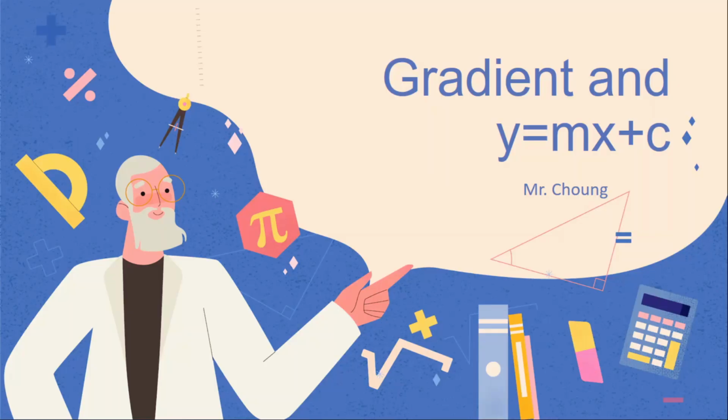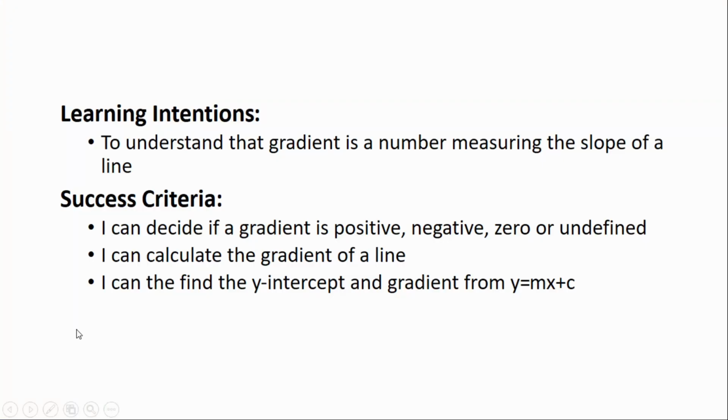This video will be about the gradient and the equation y equals mx plus c. And by the end of this lesson, we should all be able to decide if a gradient is positive, negative, zero, or undefined, be able to calculate the gradient of a line, and finally be able to find the y-intercept and gradient from the equation y equals mx plus c. So just pause the video here and take a couple of minutes to write these down.